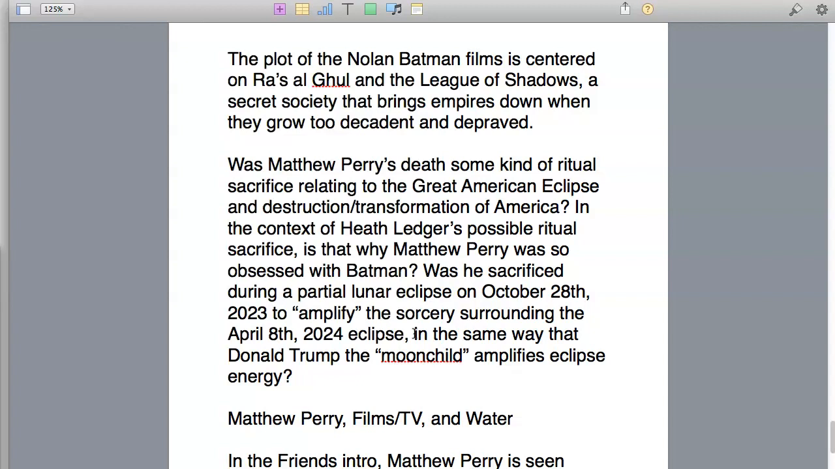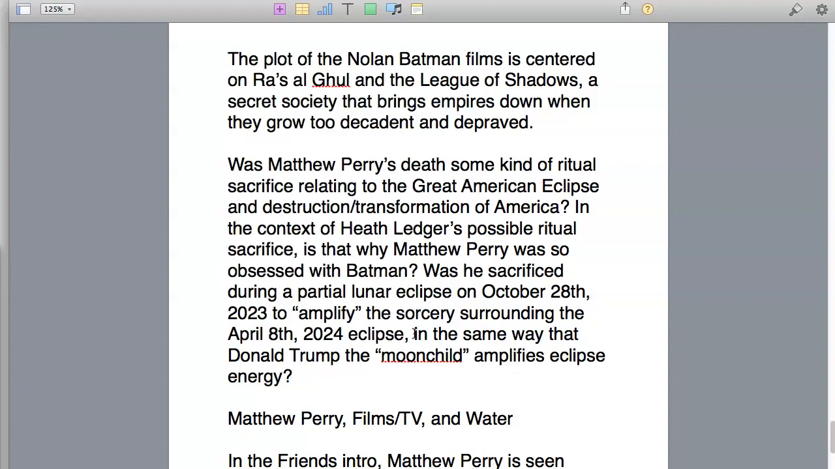So we ask the question, was Matthew Perry's death some kind of ritual sacrifice relating to the great American eclipse and destruction transformation of America? In the context of Heath Ledger's possible ritual sacrifice, is that why Matthew Perry was so obsessed with Batman? Was he sacrificed during a partial lunar eclipse on October 28th, 2023 to quote-unquote amplify the sorcery surrounding the April 8th, 2024 eclipse in the same way that Donald Trump, the Moonchild, quote-unquote amplifies eclipse energy and did so through his presidency, as I was getting into?